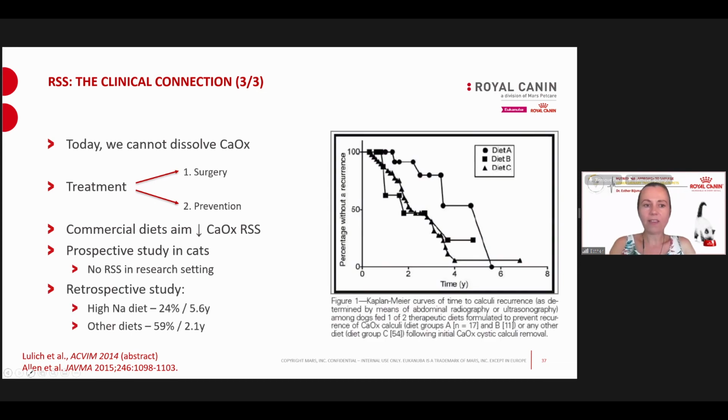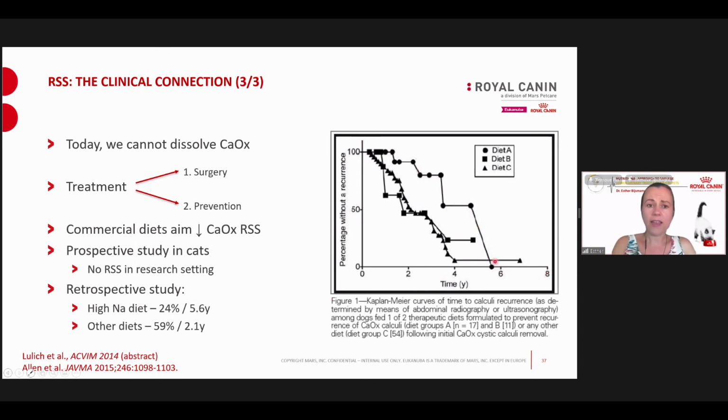So a retrospective study has actually looked at this. And in this retrospective study, 3 different diets were fed. What you can see here is the percentage of pets without recurrence. At time point 0, these animals all had surgery, none of them had a stone, so 100% did not have recurrence. And the more the line drops, the more stones come back. And over here, you can see the time curves over the course of years.